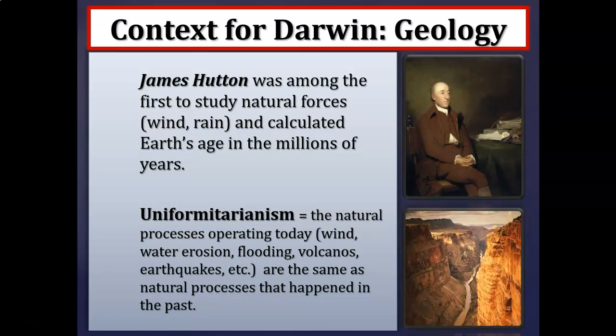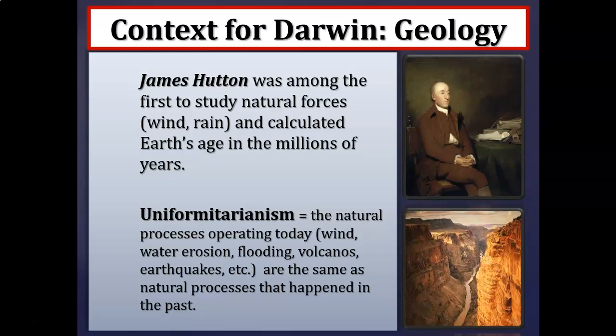All right, so let's talk first about geology. James Hutton was among the first to study natural forces such as wind, rain, and erosion, and he calculated the age of the Earth to be millions of years old. We now know, based on more solid geological evidence, that the Earth is about 4.6 billion years old.